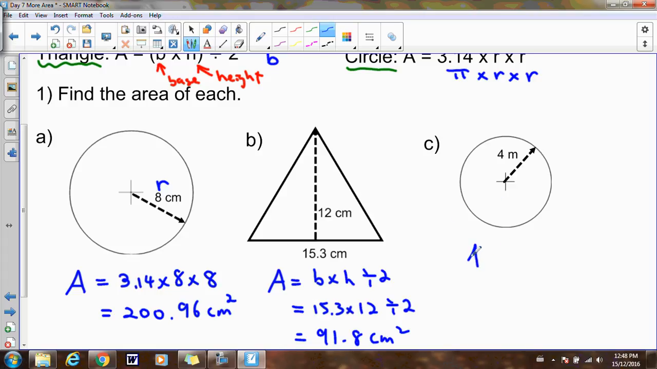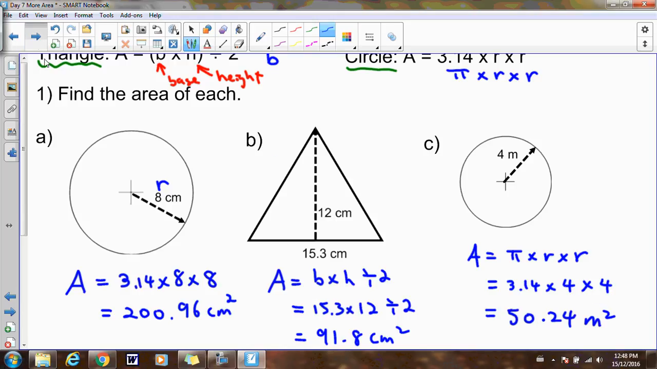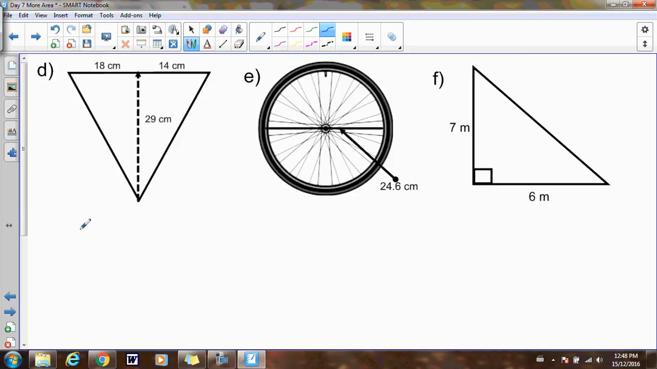The next one is a circle again, so we use the formula pi multiplied by the radius multiplied by the radius, which is 3.14 multiplied by the radius here, which is 4, multiplied by 4 again, and you will get 50.24 meters squared. Okay, so those are just a couple of warm-up questions. Okay, let's keep going here.